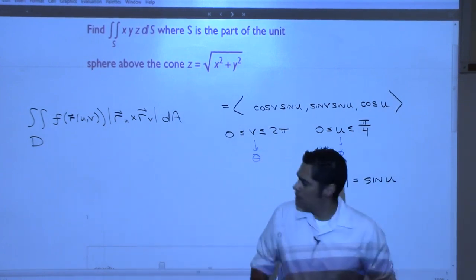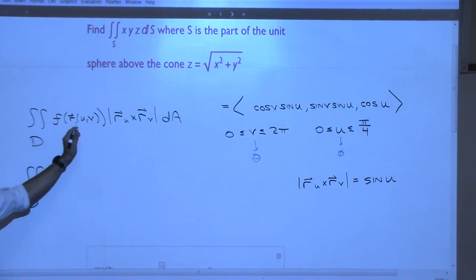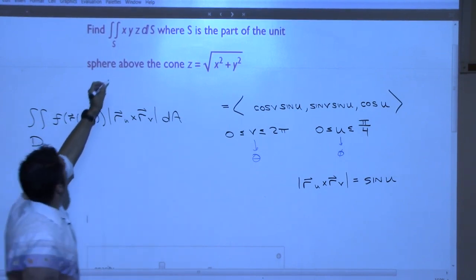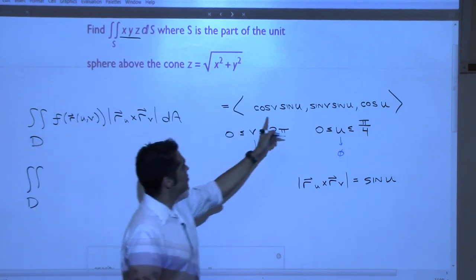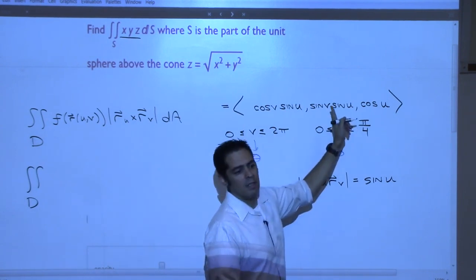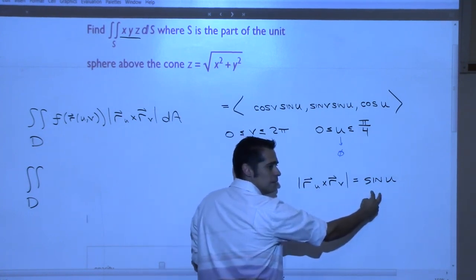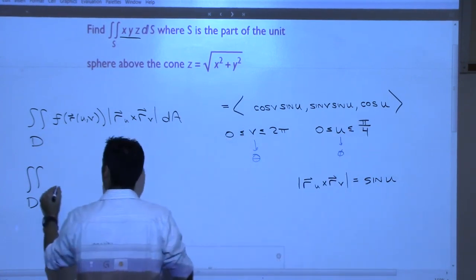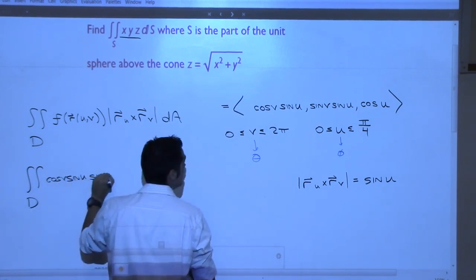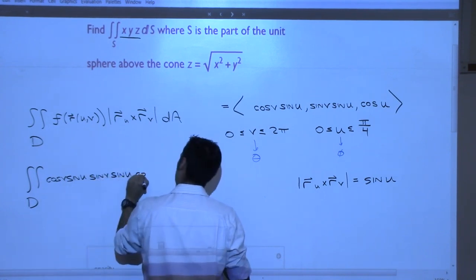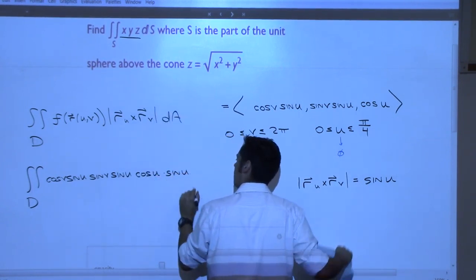So now we plug into our scalar function the surface. Our scalar function is x times y times z, which means I'm going to take the x component of my surface times the y component times the z component. Then multiply that times this dA. So I have cosine v sine u, sine v sine u, cosine u, that's x, y, z, then sine u, then dA.